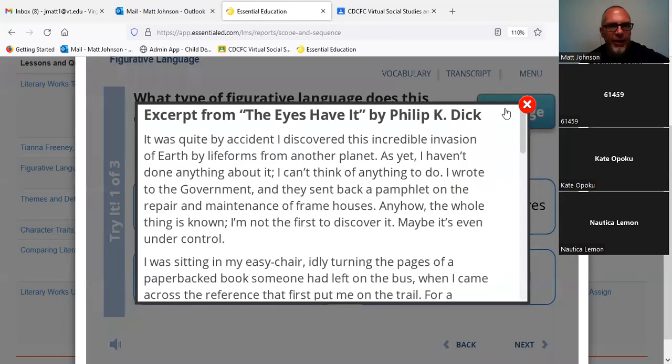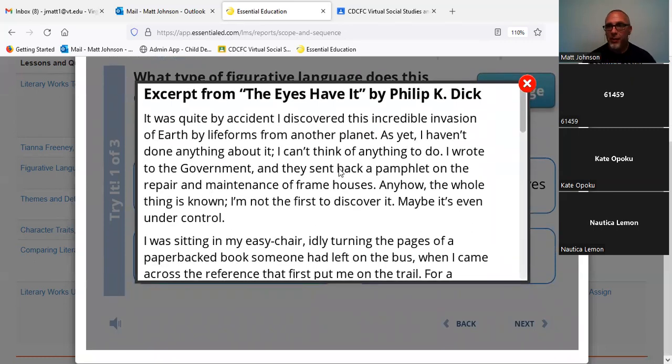So let's see what we got here, passage-wise. This is an excerpt from The Eyes Have It by Philip K. Dick. Philip K. Dick is a well-known science fiction writer, and you may not know his name, but you probably have seen a movie or TV show that was adapted from his works, like Blade Runner and Man in the High Castle. There's all kinds of them. Terminator was actually one that was inspired by his works as well. But anyway, let's take a look at the passage here.